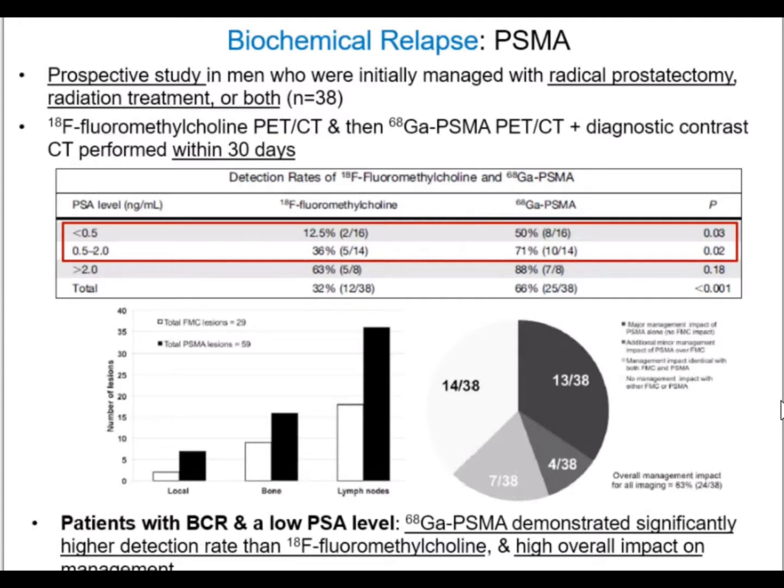You can see in the black curves, these are PSMA, and this is choline. So basically, they detect more lesions. And also, in terms of change of management, the overall impact on management was higher in the PSMA group. So in patients with biochemical recurrence and a low PSA level, PSMA PET-CT demonstrated a significantly higher detection rate than choline PET and a higher overall impact on patient management, right?